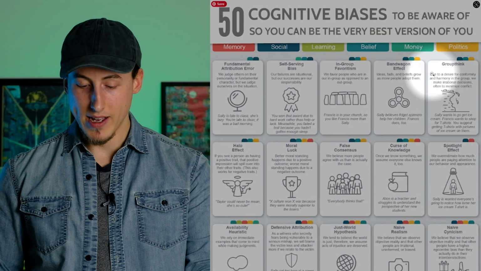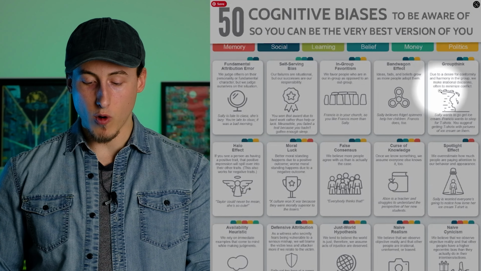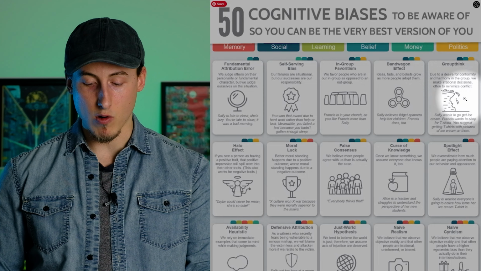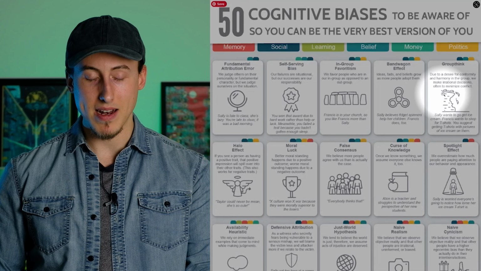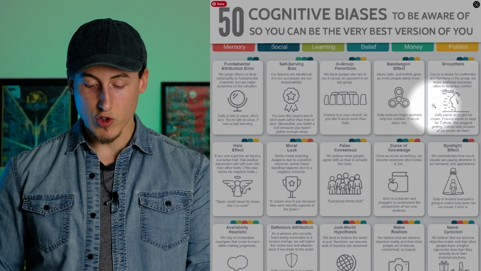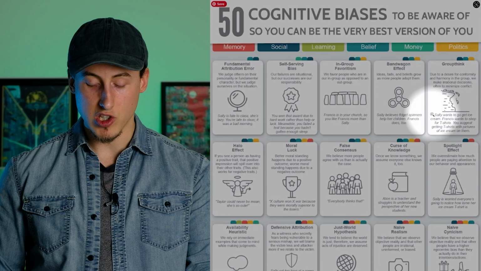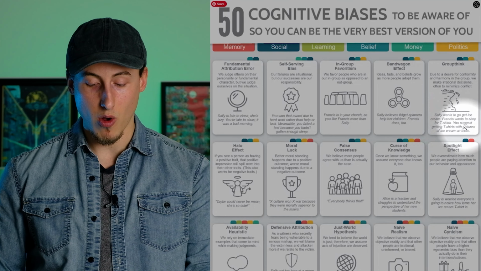What else have we got? Groupthink. Due to a desire for conformity and harmony in the group, we make irrational decisions, often to minimize conflict. Sally wants to get ice cream. Francis wants to shop for t-shirts. You suggest getting t-shirts with pictures of ice cream on them.